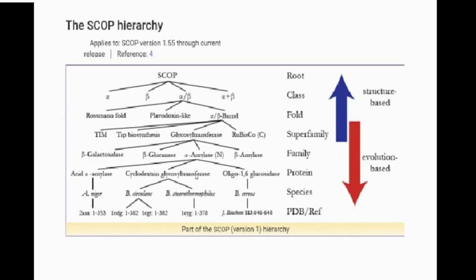Then species, in which species this particular protein is found, and the last is the PDB hybrid. So this is the SCOP hierarchy. Okay, the first one, the root of the SCOP hierarchy is the class, then fold, superfamily, family, protein. Okay.